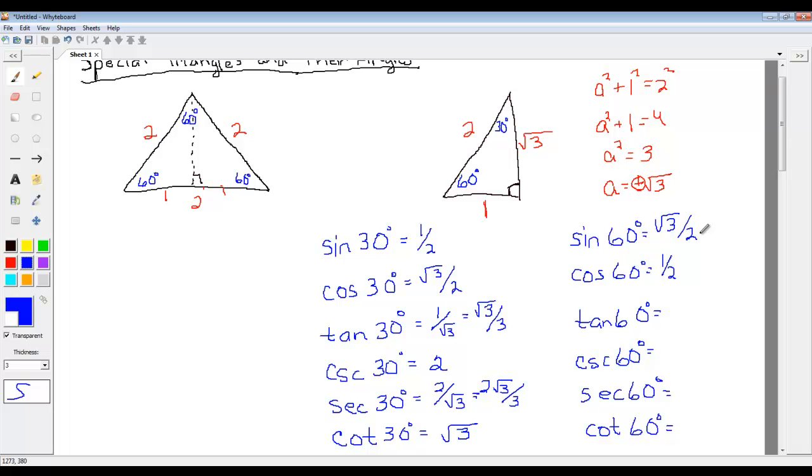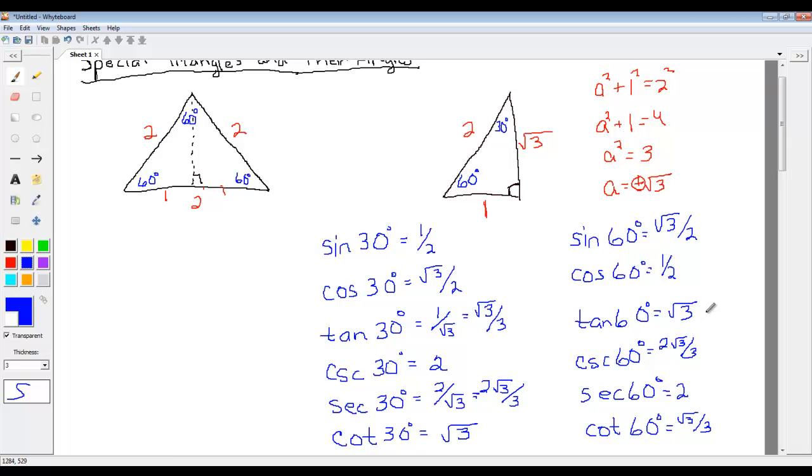We know that the tangent of 30 degrees is going to work out to be the same thing as the cotangent of 60 degrees. So square root of 3 over 3. We know cosecant of 30 is going to work out to be the same thing as the secant of 60. So 2. The secant of 30 is going to turn out to be the same as the cosecant of 60. So 2 square roots of 3 over 3. And the cotangent of 30 is the same as the tangent of 60. So square root of 3.